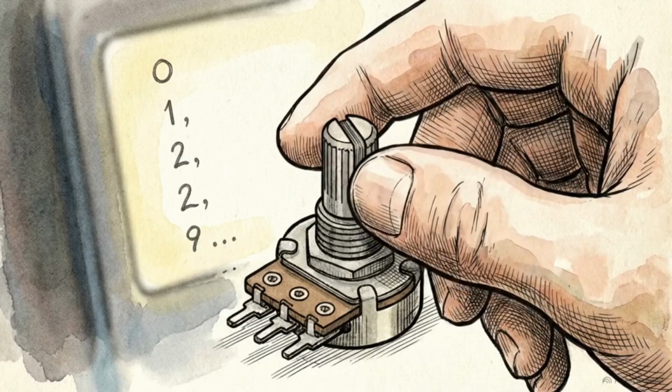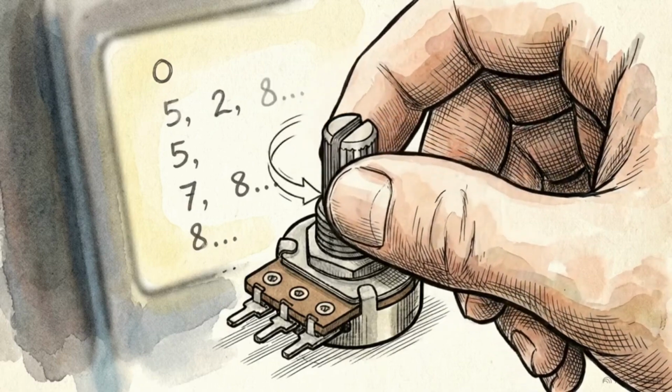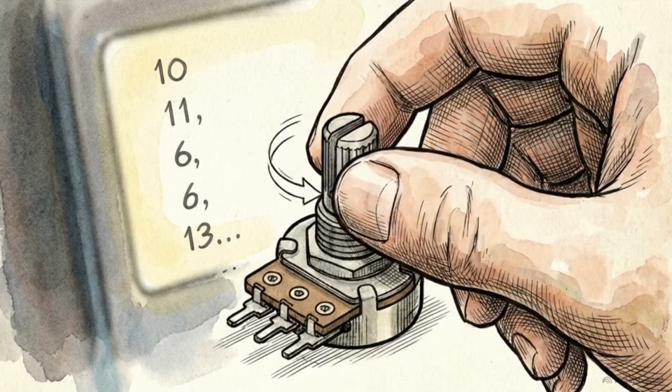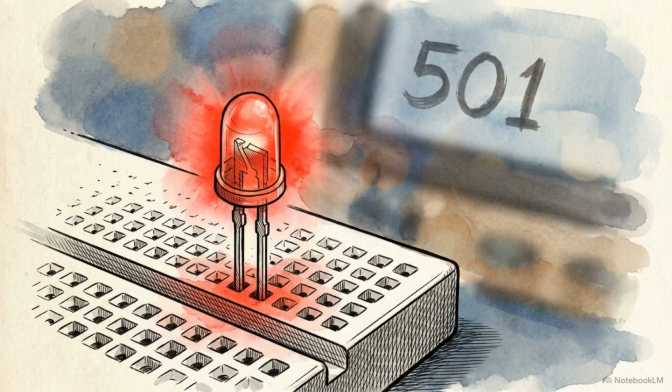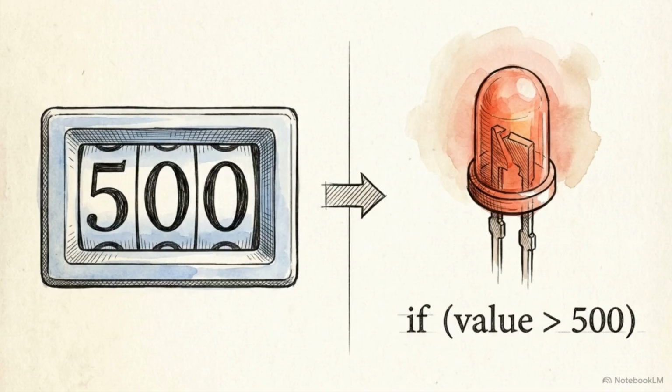We can now verify the system. As you physically turn the dial, watch the serial monitor values climb. The exact moment the number crosses 500, the physical LED turns on. Drop it to 499 and it turns off. Defining strict numerical thresholds is exactly how raw sensor data gets converted into actionable, automated decisions.